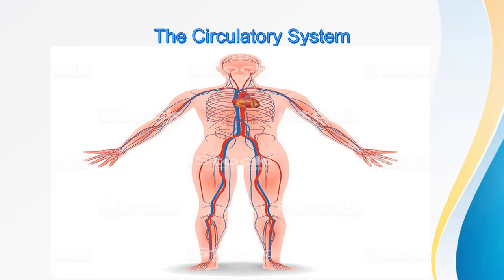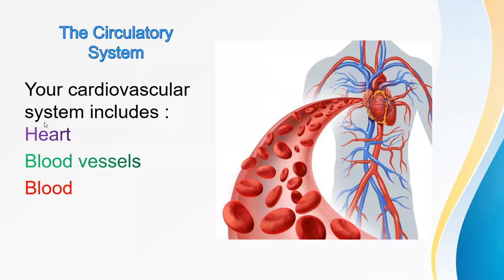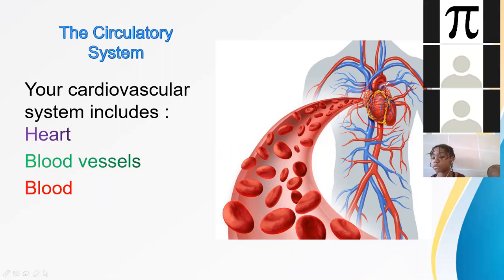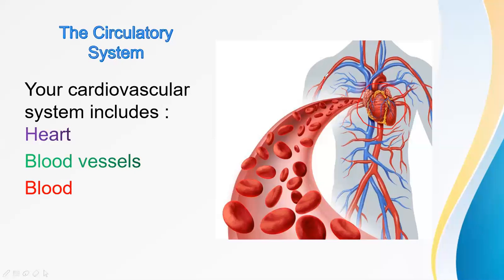cardiovascular system. So here you are seeing on the screen, your cardiovascular system includes the heart. Second are these tubes, which are red and blue in color. These are blood vessels, and the third one is blood. These three together we call a system, which is the cardiovascular system.